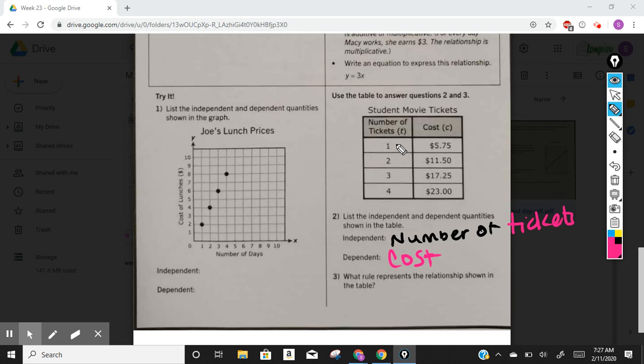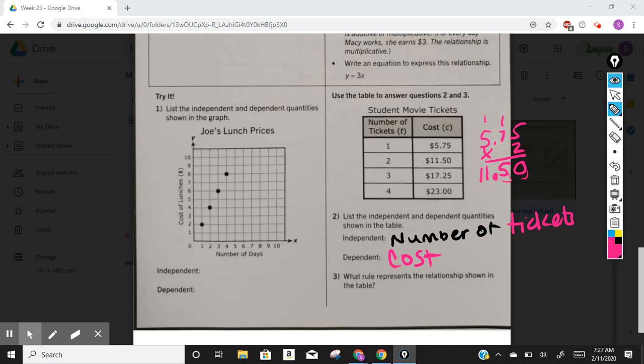So first of all, we have to figure out if one ticket is $5.75, two tickets are $11.50. We have to figure out, are they multiplying by something? Well, I know from 1 to 5.75 we would say we were multiplying by 5.75. So let's take 5.75 times 2 and see if that's the case. 2 times 7 is 14, plus 1 is 15. 2 times 5 is 10, plus 1 is 11. You have two numbers behind a decimal, so 11.50. Yes. So each time it looks like we're multiplying by 5.75.